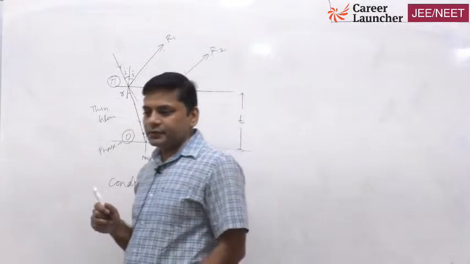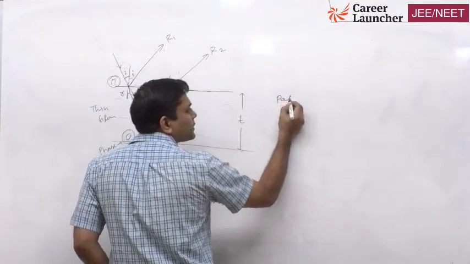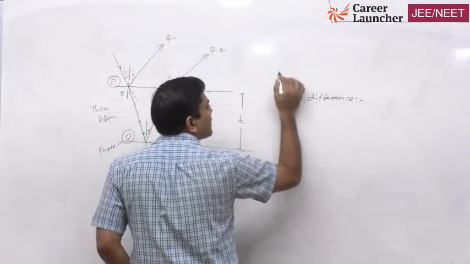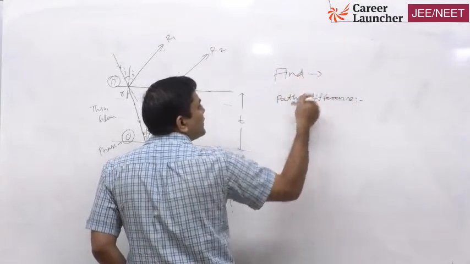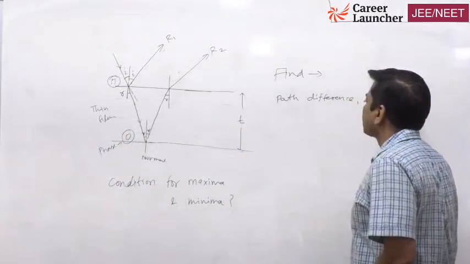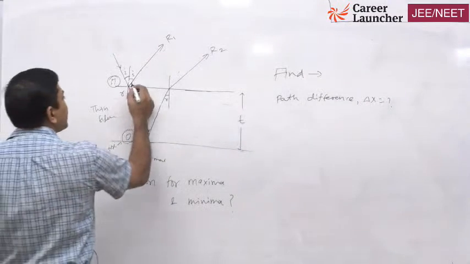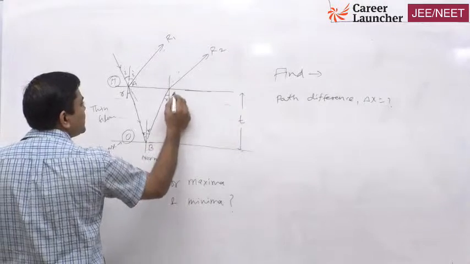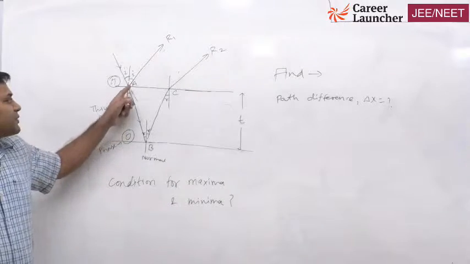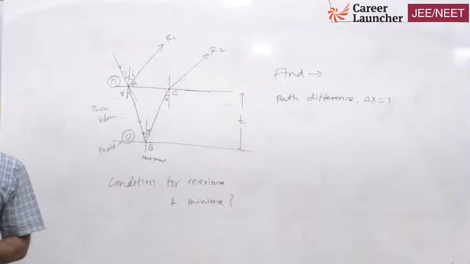Okay, got it. So here I am writing, first you systematically find the path difference delta x for this given situation. If you want, you can name the points like this, A, B, C. You have to find the path difference, or how much time it spends to go from A to C and back. Okay. So try it.